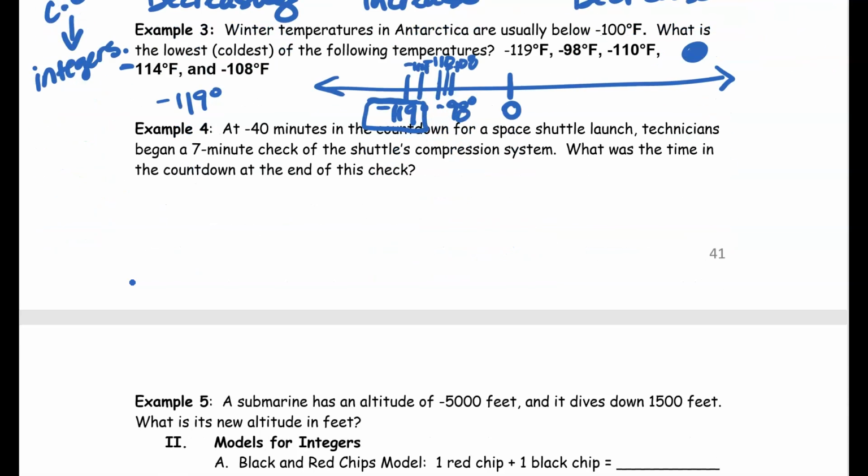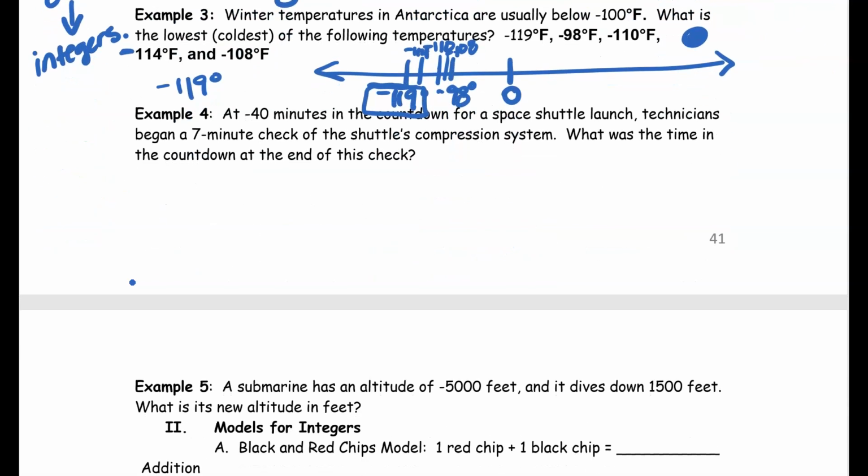All right, let's check out example 4. So at -40 minutes in the countdown, so that would be like 40 minutes before the countdown for space shuttle launch, the technicians began a 7-minute check. What was the time in the countdown at the end of this check? So this would be a great place to pause the video, maybe draw a picture.